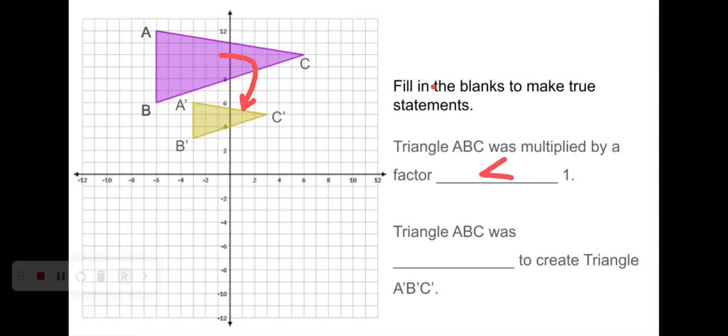If it's doubling, if it's getting bigger, we could be doubling it, tripling it. That's then a number greater than 1. But if it's shrinking, it's less than 1. Triangle ABC was blank to create triangle A'B'C'. It was shrunken. It got smaller, or it was reduced. Okay, reduced. We have enlarged if it grows, and then we have reduced if it's shrunken.